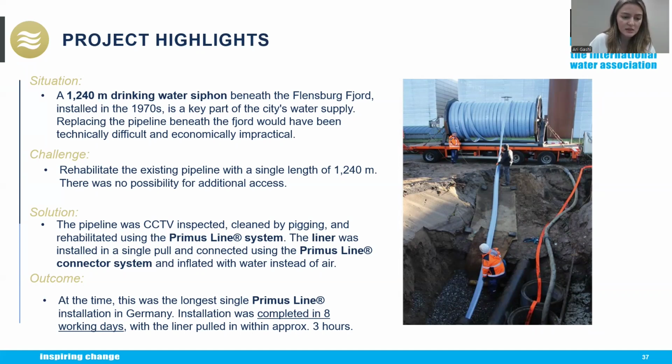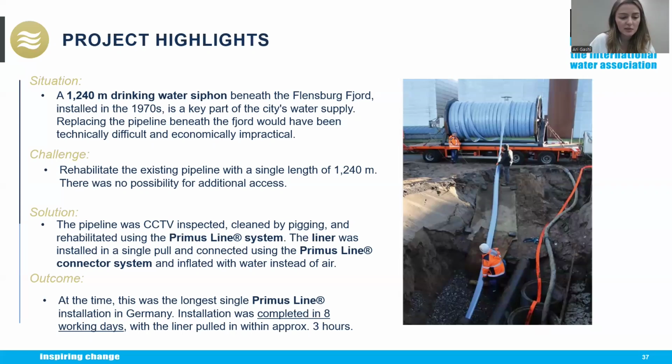We did a CCTV inspection, cleaned the pipe by pigging, and rehabilitated using the Primus line system. Of course, the liner was installed in a single pull and connected using the Primus line connectors. And it was also inflated with water instead of air. So the outcome was that at that time, this was the longest single Primus line installation in Germany.